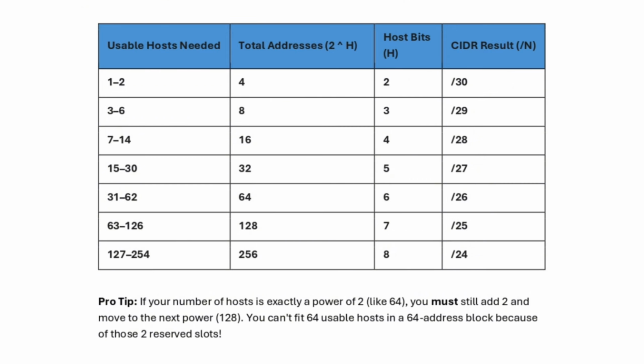Also, the pro tip is: if your number of hosts is exactly a power of 2, like exactly 64, you must still add 2 and move to the next power, that is 128, because you can't fit 64 usable hosts in a 64-address block because of those 2 reserved slots. So you know that we have 2 reserved slots. So if we are taking exactly 64 to fit in, you must still move further to 2 power 7, that is 128, to fit the 2 reserved slots.